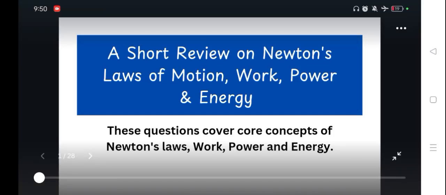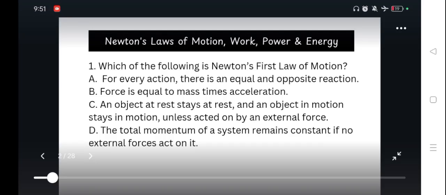Good day, everyone. Welcome to our short review questions on Newton's laws of motion, work, power, and energy. I have prepared here multiple choice type of questions that focus on the core concepts of Newton's laws, work, power, and energy. Let's start with which of the following is Newton's first law of motion?